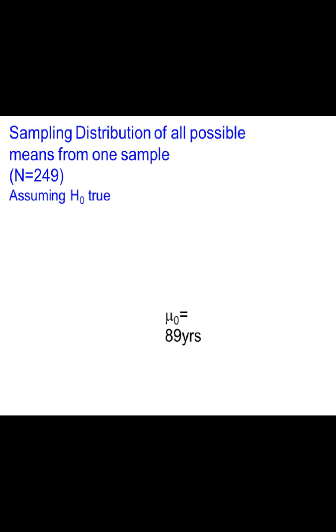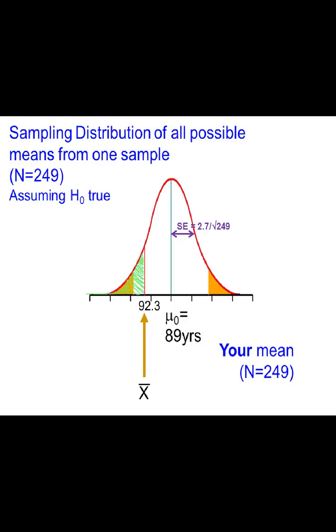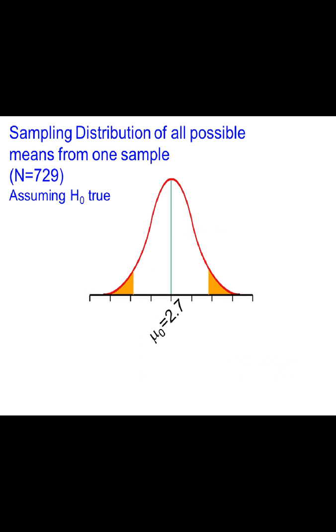Let's say you have a sample of 249, and the mean of the null hypothesis is 89 years, so under the null hypothesis the average should be 89 years old for something or other. You figure out the standard error, you put in your mean from a sample of 249, your sample is, oops, that's a mistake, that's supposed to be 72.3. It's lower. There might be some errors here.